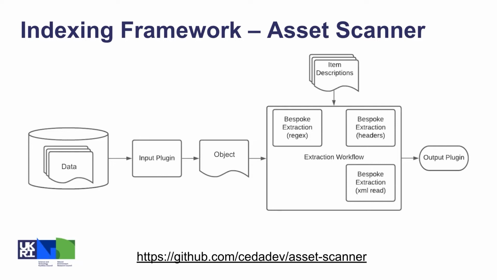Which extractors are used and what data is extracted is configurable through what we've called our item descriptions. And then finally, that extracted data is output again via a plugin. For us, this is Elasticsearch, but different plugins can be written for different use cases. The flexibility of this framework has also allowed us to use it for asset, item, and collection generation.